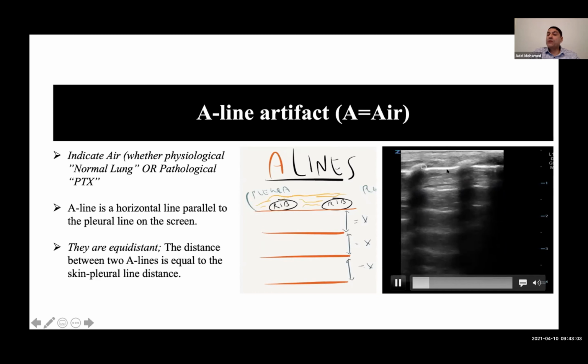With the subsequent waves that come afterward, you will start to see more and more repetition of the pleural line, what we call the A lines. They are equidistant, and they represent the time that the ultrasound wave takes from the skin to the pleural line. The same distance here will be exactly between these two and goes all the way down to the base of your frame.